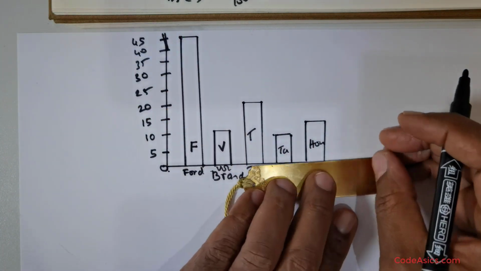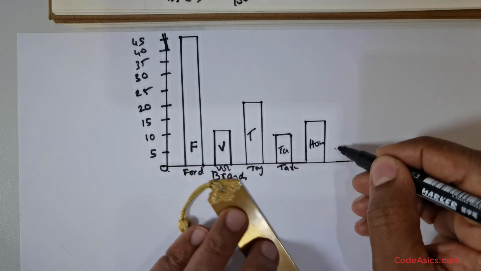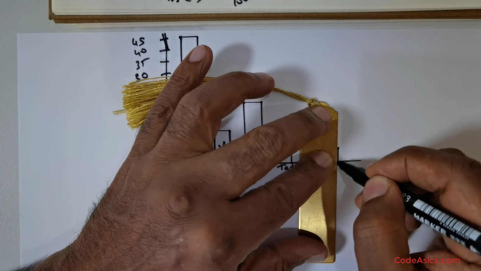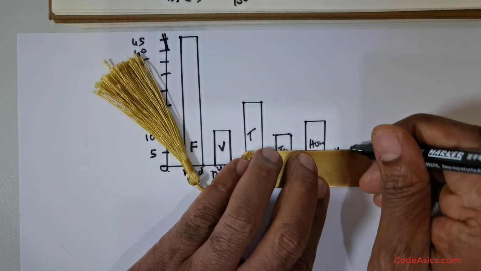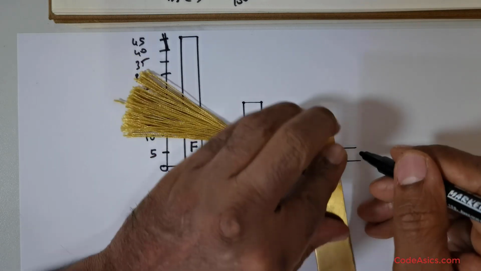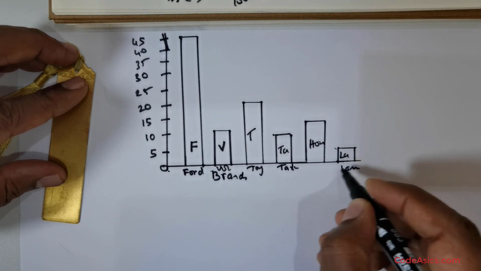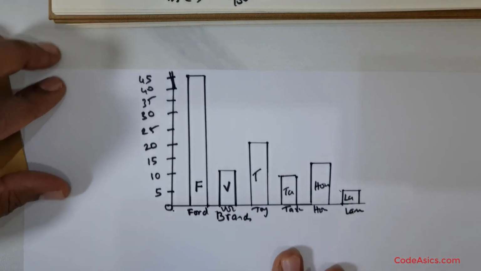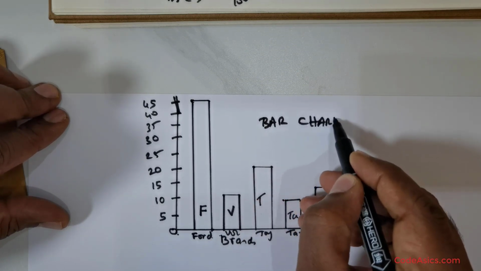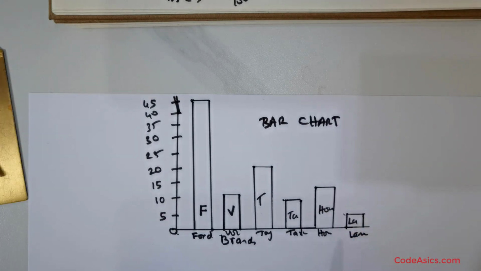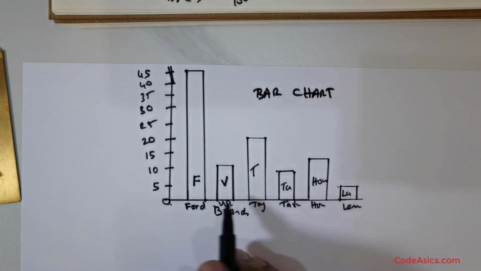The last one is Lamborghini. Lamborghini is 3 units, only 3 units, so somewhere over here, right? So just 3 households are commuting to office using Lamborghini. So this is LA, Lam, and Honda. Now this is called the bar chart. Bar chart. Now remember, bar chart is not histogram. Have it in mind. Bar chart is bar chart.